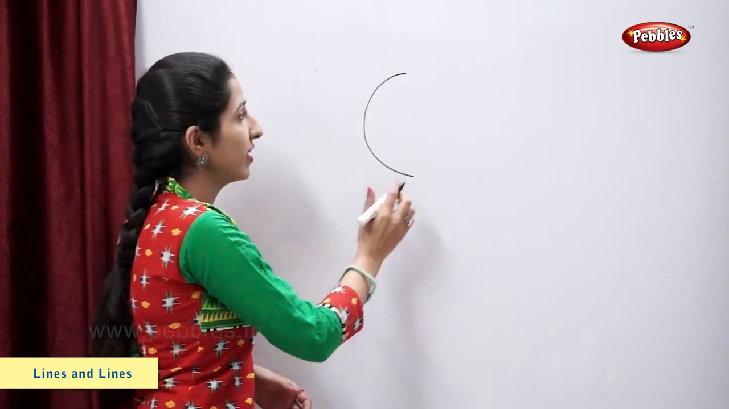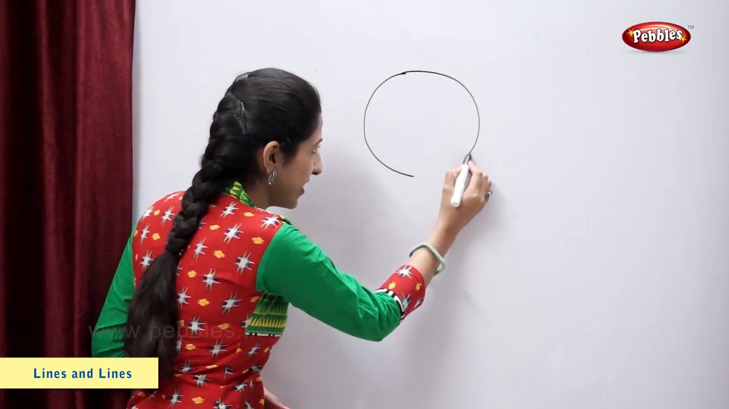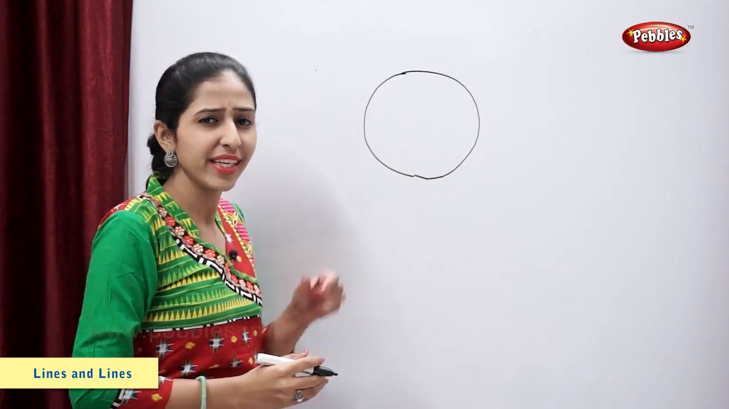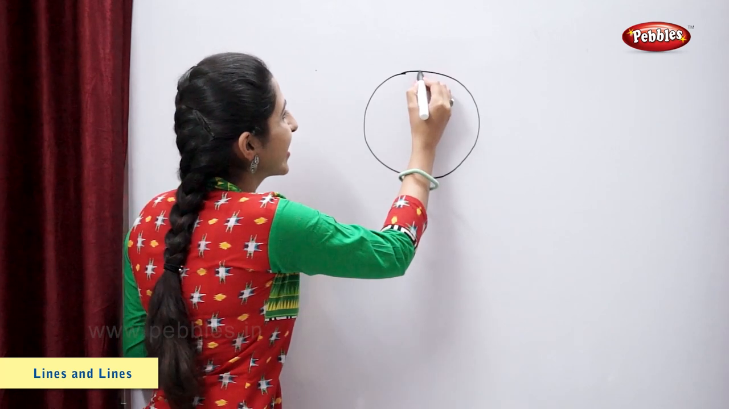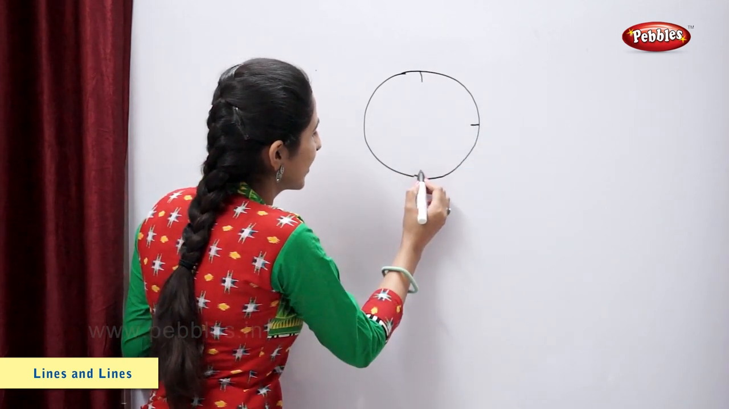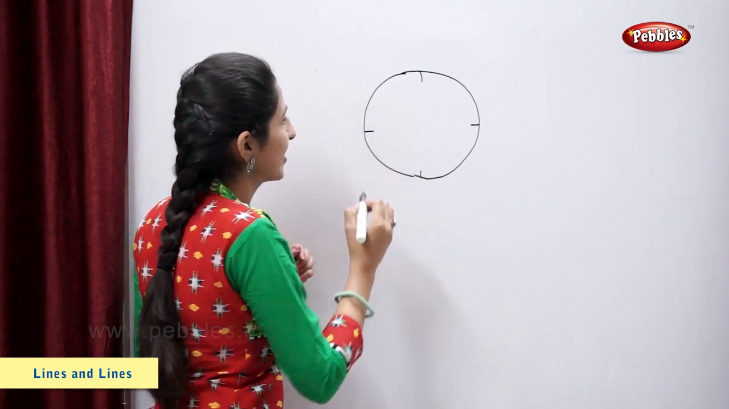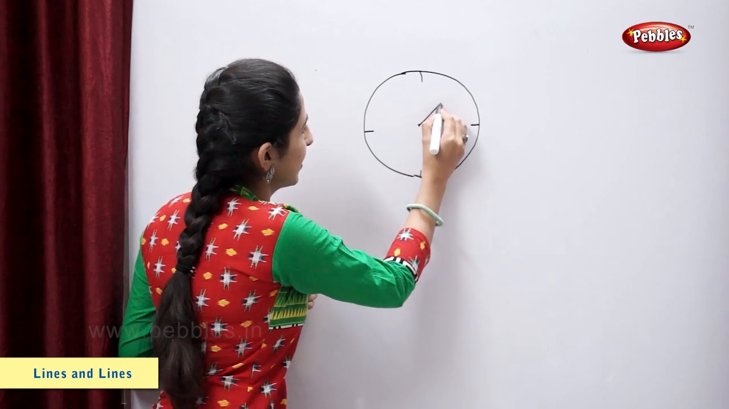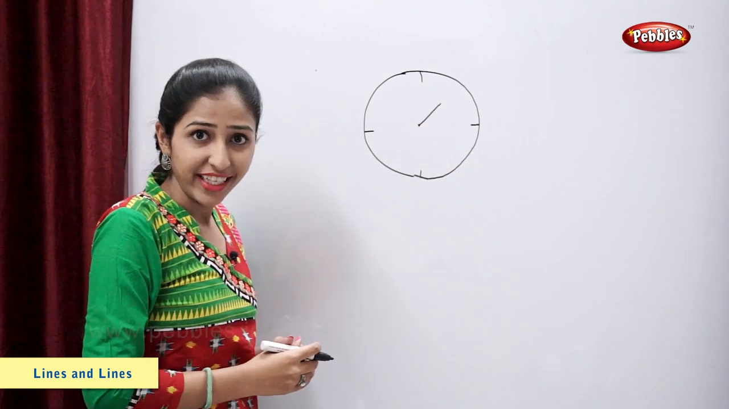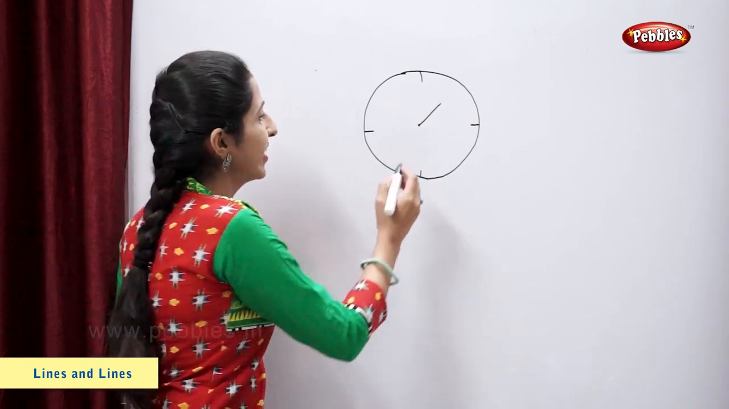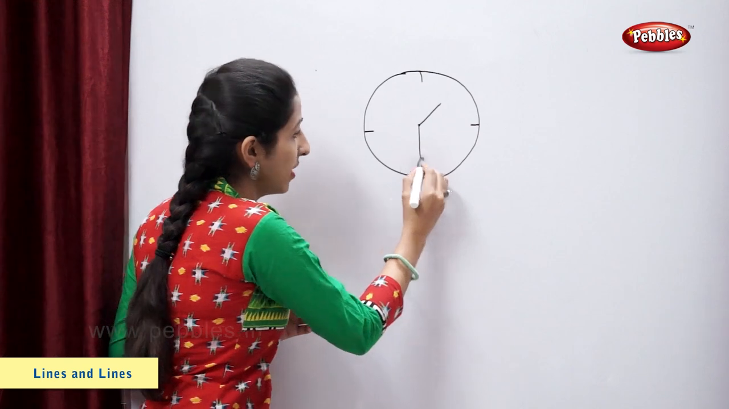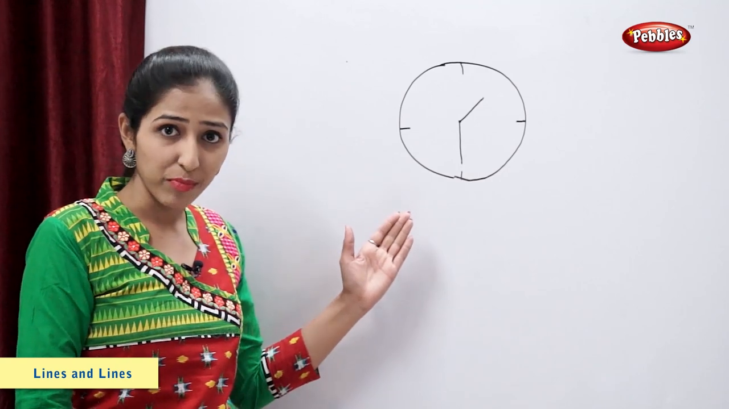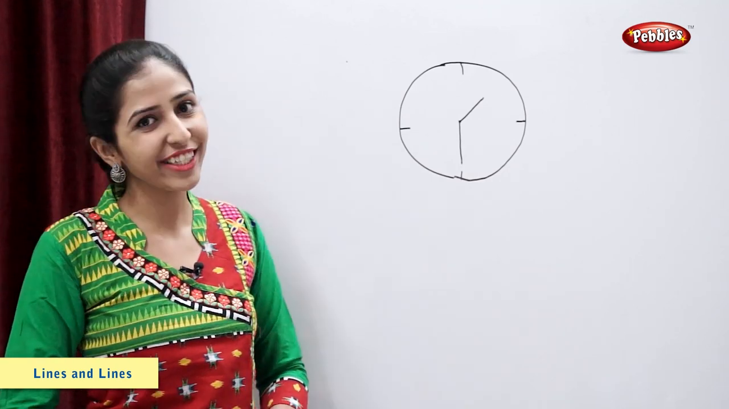Now, let us draw a wall clock. This is a curve. And this is another curve. Let's draw number markings using small lines. This is an hour hand using a slanting line. The minute hand using a standing line. So this is an example of wall clock using lines and curves.